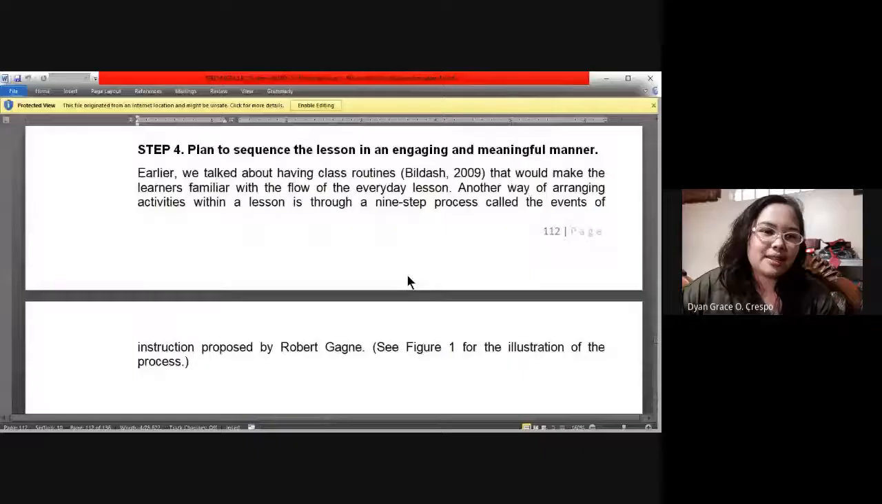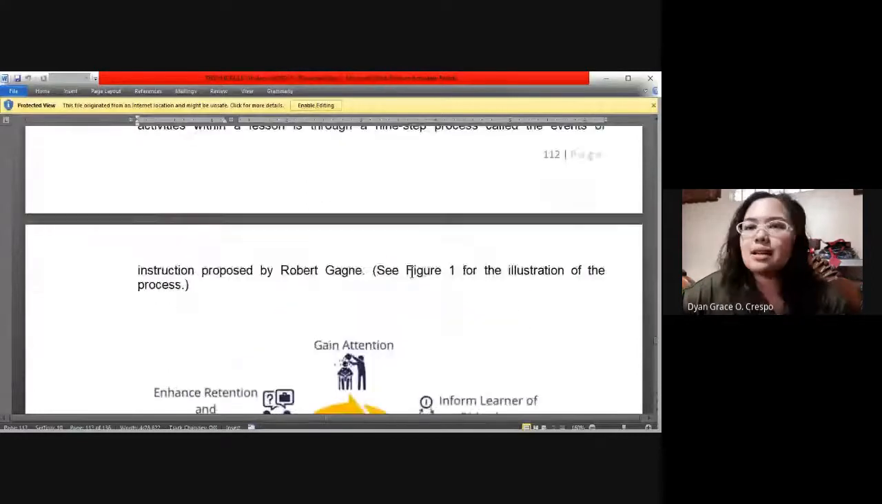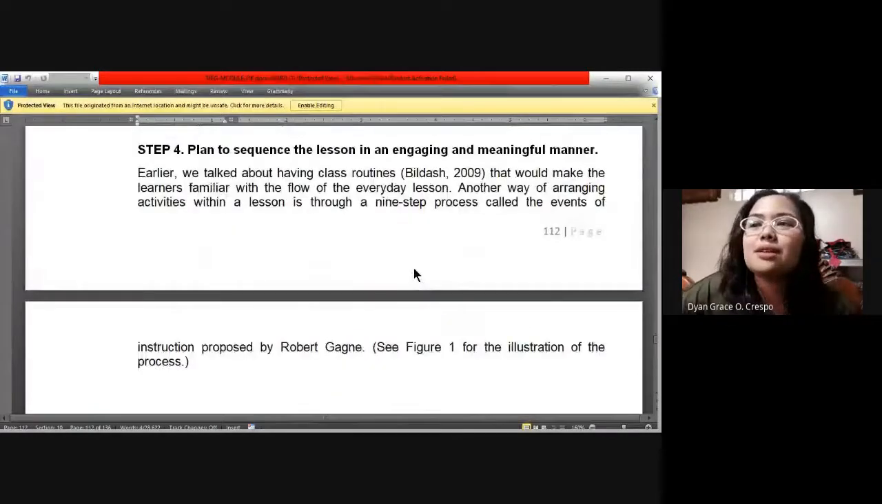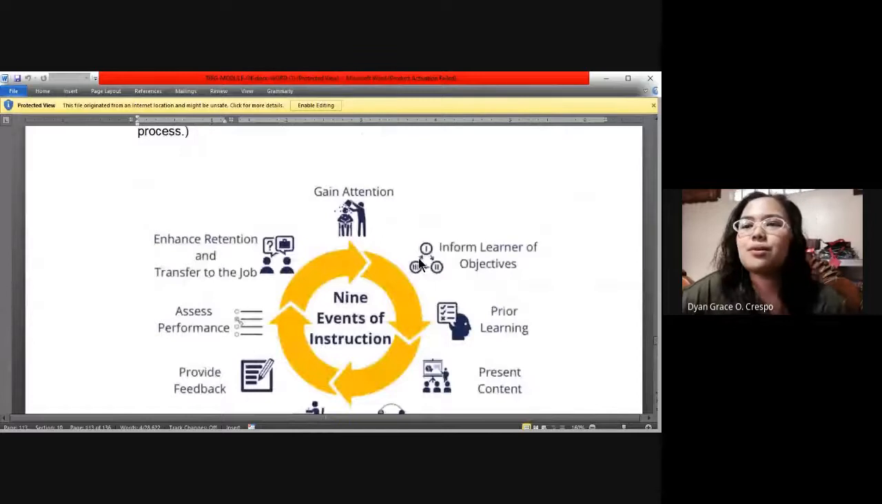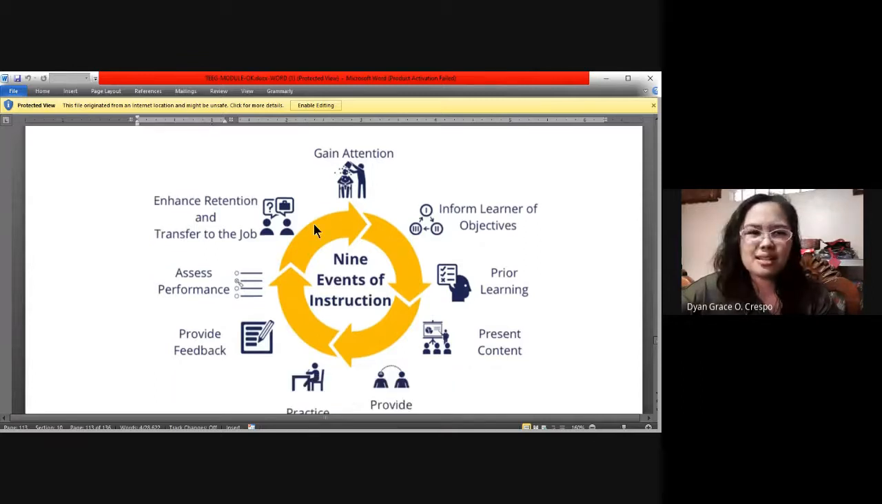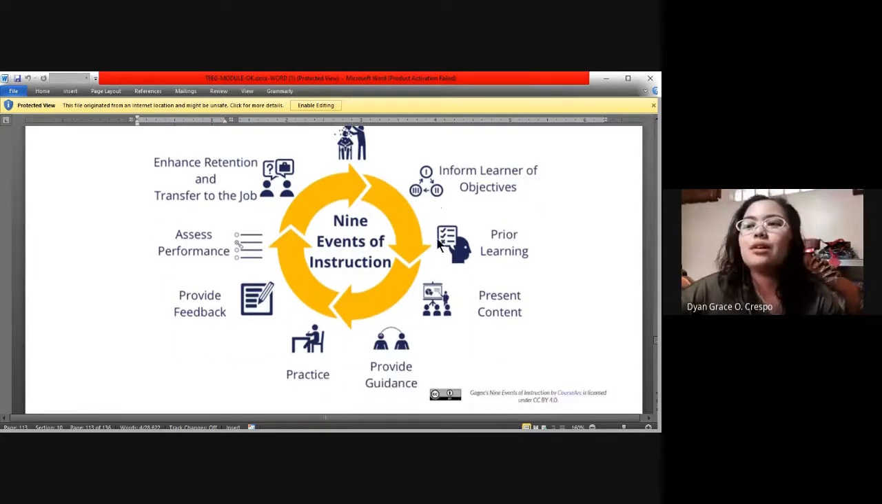Okay. Next is, plan to sequence lesson in engaging, meaningful manner. So, 9 events of instruction. So, inform, gain attention. First thing we'll do is you will gain attention. Kailangan yan sa buhay. Kailangan attention. Kasi kahit magsalita ka doon, if the attention is not yours, hindi nila mabibinig yun. So, you need that. Next is inform the learners about the objectives. They need to know. At the end of the story, kailangan, ganito ko kayo itetest. Kaya nga objectives yan eh.